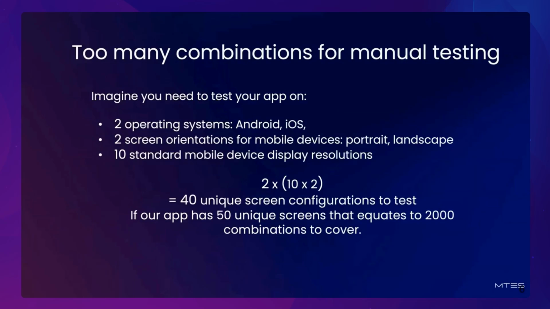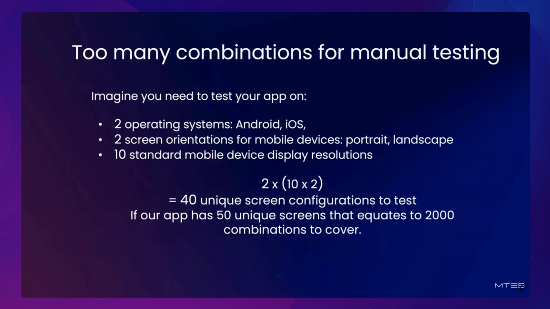Imagine you need to test your app on two operating systems, Android and iOS, two screen orientations for mobile devices, portrait and landscape, and 10 standard mobile device display resolutions, which would cover phones and tablets. So if you take the two screen orientations and multiply that by 10 device display resolutions for phones and tablets, and then times that by two operating systems, for a single unique screen, we have 40 configurations to test.